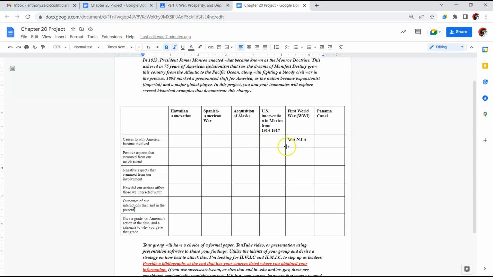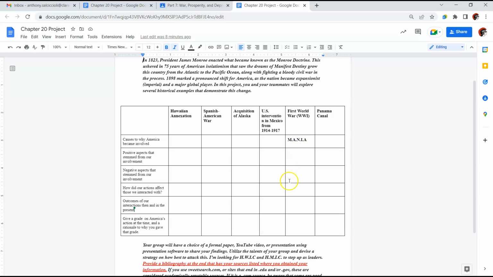Now you're noticing MANIA is here. All the other boxes are empty except for MANIA. And the reason why I would like you to know that: M, militarism. A, alliances. N, nationalism. I, imperialism. A, assassination of Franz Ferdinand. Okay, so I'm going to ask everybody to use that. Besides that, these boxes are for you to fill in.